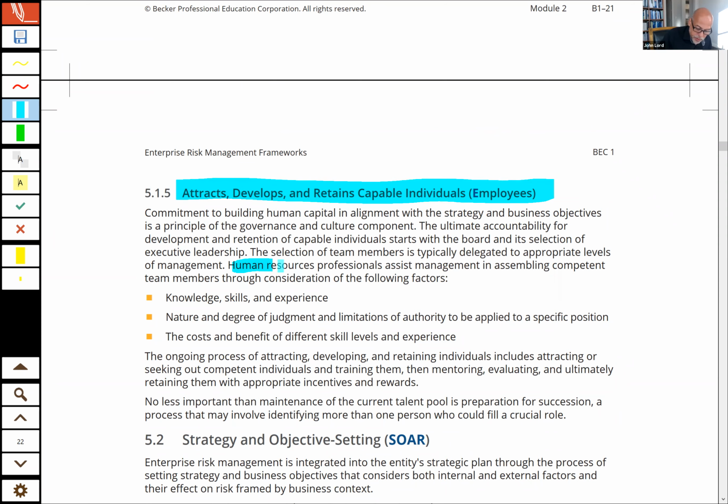And that obviously involves the human resource factor, trying to make sure that we are identifying talent that has the knowledge, skills, expertise, but it also involves identifying those individuals who maybe have a shared culture with the organization, right?